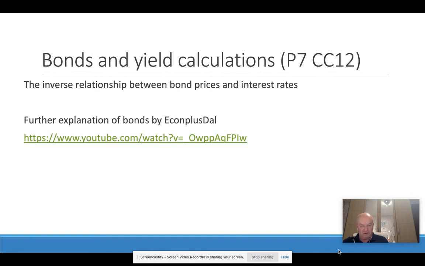In addition to that, there is also a further explanation of bonds and how bond and yield calculations work, included by Econ plus Style, with a link in your PowerPoint to YouTube where Econ plus Style, in his own inimitable style, explains the principles of bonds and also yield calculations. That might be useful to take a look at, just to make sure that you understand the principles of bond prices and interest rates and how they vary.